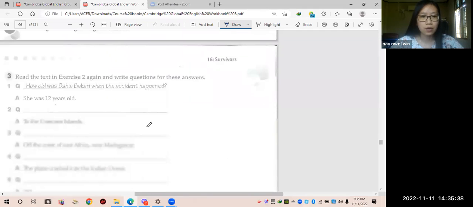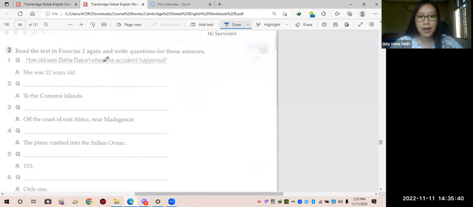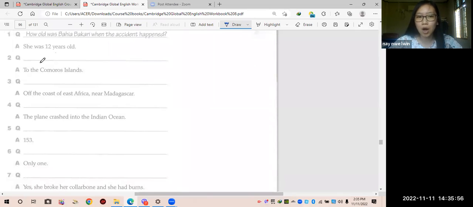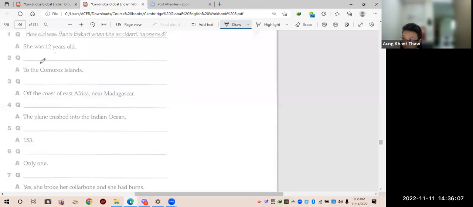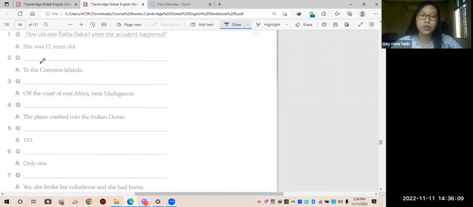Okay, so let's move on to number 3. Read the text in exercise 2 again and write a question for each answer. So you have to make questions again. For example, she was 12 years old. So the question will be, how old was Bahia Bakari when the accident happened? So the answer is she was 12 years old. So how about number 2? To the Comoros Islands. So what will be the question for number 2? Where did they go? Yes, where did she go, right? Where did they go or where did she go? You can simply ask like that.